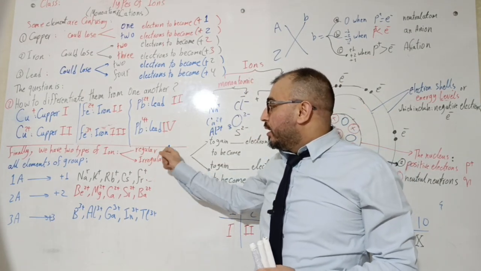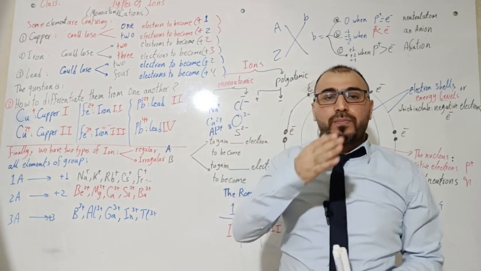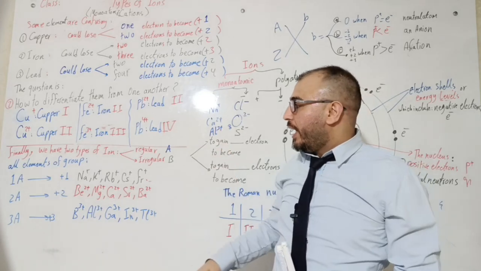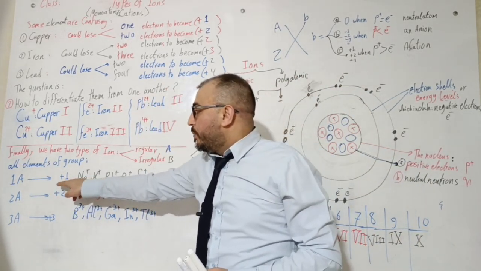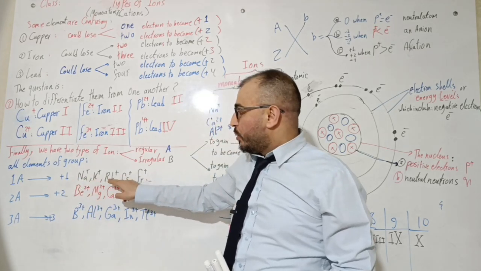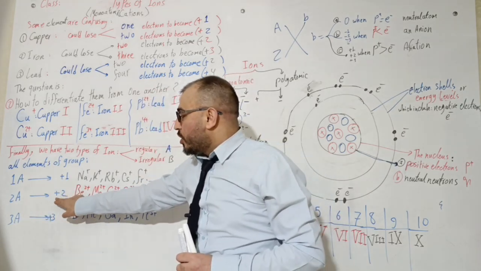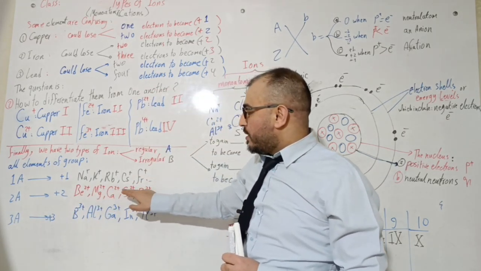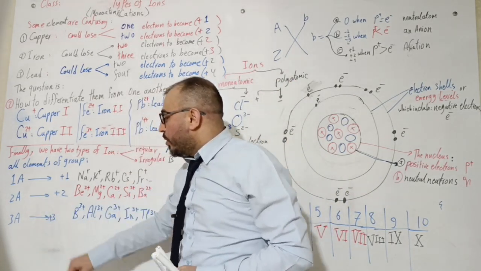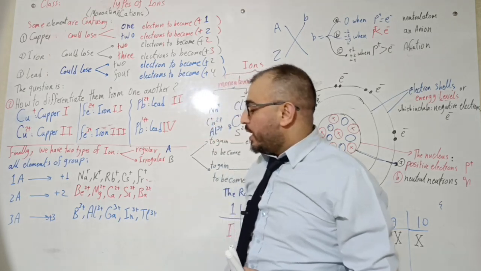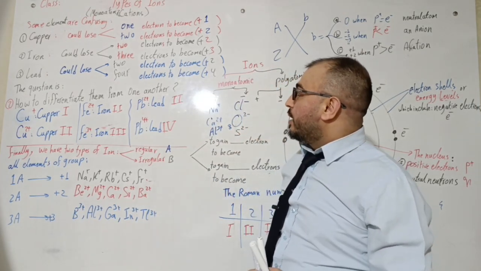We have regular ions. Those regular ions are the ions that belong to groups 1A, 2A, 3A. Always elements of group 1A will be positively charged with 1, like sodium, potassium, rubidium, cesium, francium, while the elements of group 2A will always get the charge +2, like beryllium, magnesium, calcium, strontium, barium. And finally, group 3A, which will always get the charge +3, like boron, aluminum, gallium, indium, and thallium.